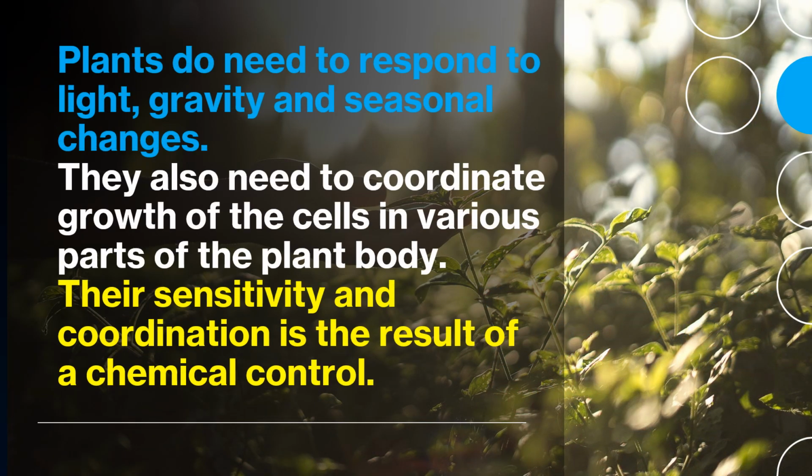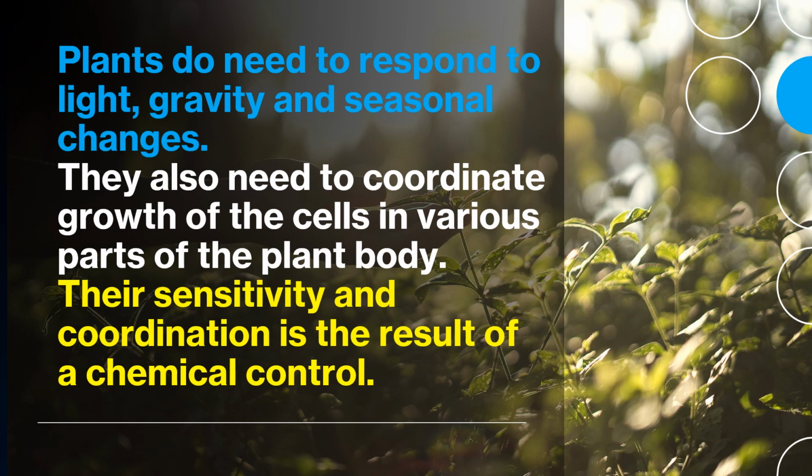Plants do need to respond to light, gravity, and seasonal changes. They also need to coordinate the growth of the cells in various parts of the plant body. Their sensitivity and coordination is the result of a chemical control. Then, due to the stimuli, a chemical will be produced inside the plant body. Due to that chemical control, the plant will respond. It will respond to light, then bending movement you can see. Then it will respond to gravity, or it may respond to seasonal changes.